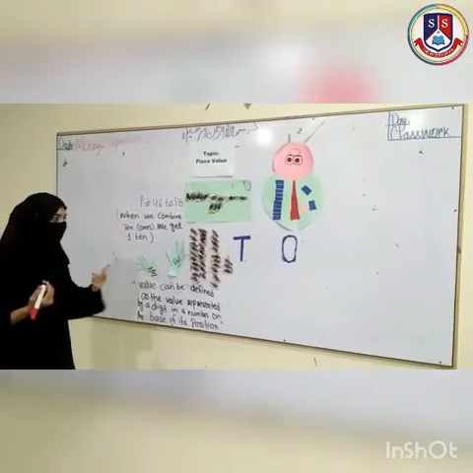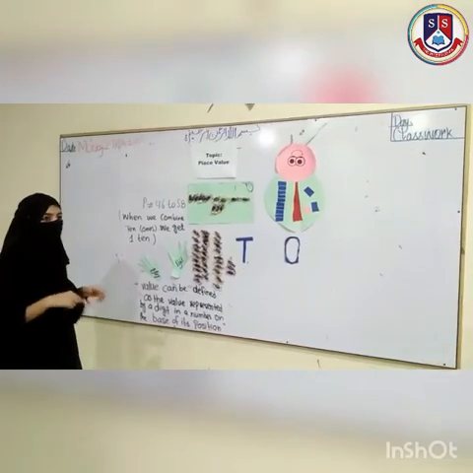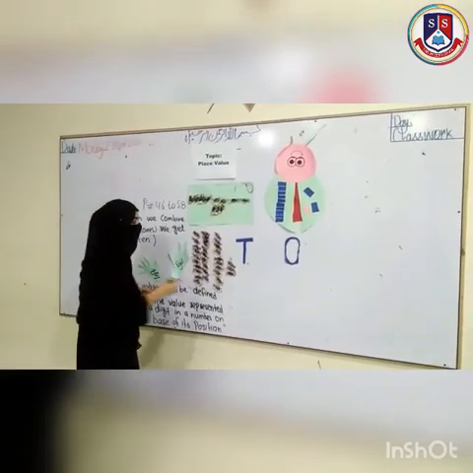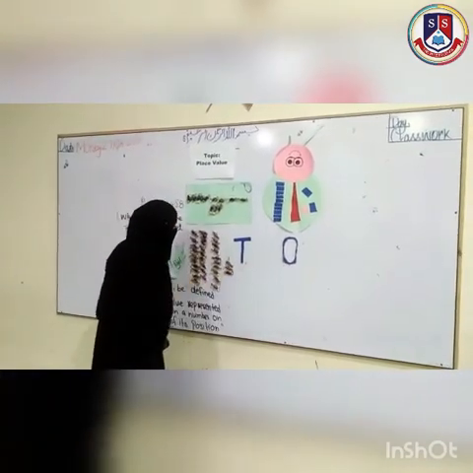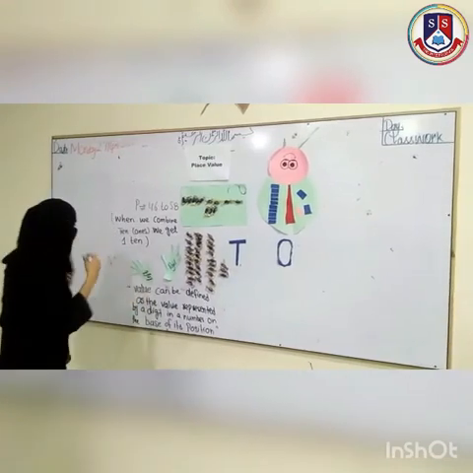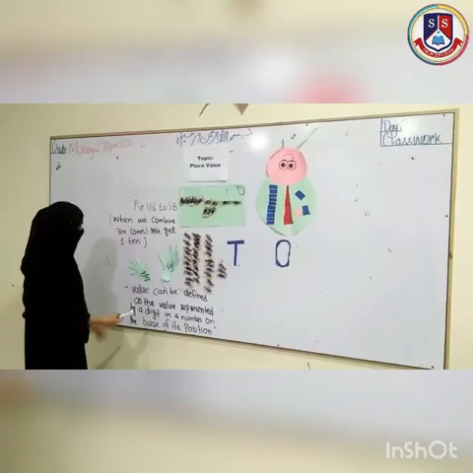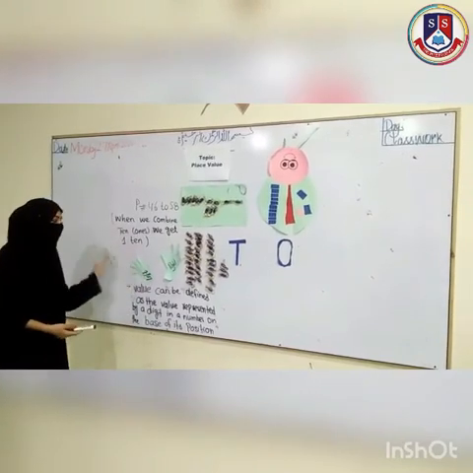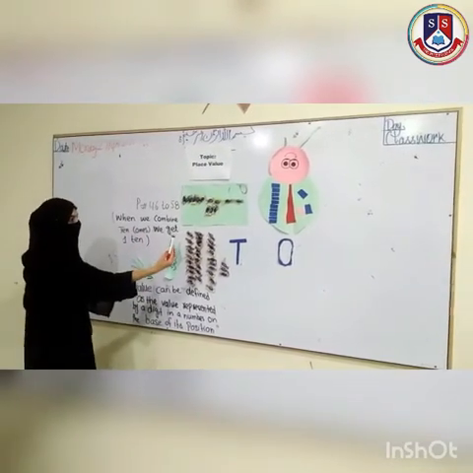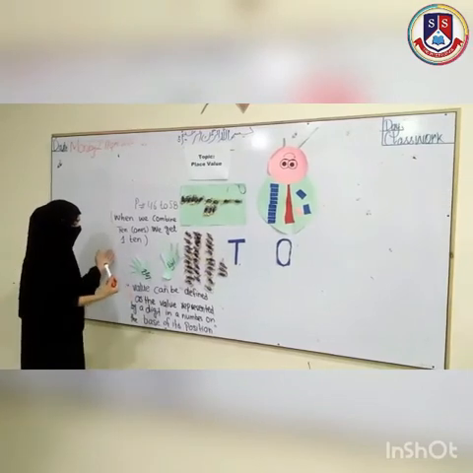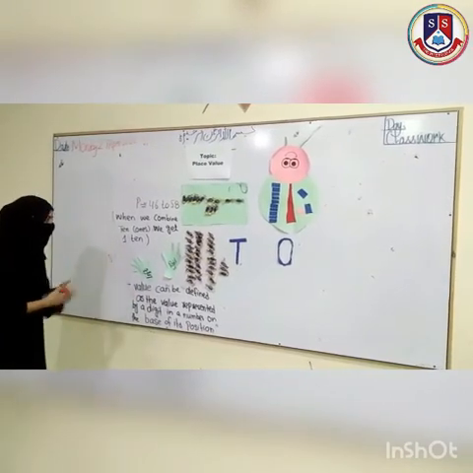In place value, we will study today units and tens. What is unit, what is ones, and what is tens? Unit is also called ones. Today we will study about it. Ones would always be at the right side and tens would always be at the left side.